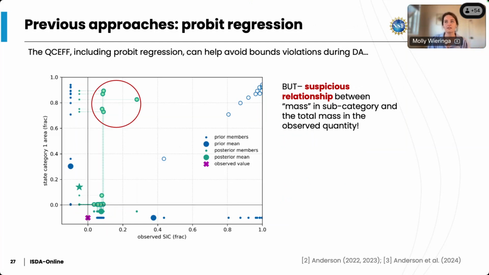So I've highlighted here some posterior members in the red circle for which the subcategory area fraction in these members sits around 0.8, but for which the total observed sea ice concentration summed up across all categories sits at no more than 0.3 in the largest ensemble member. That should definitely ring some alarm bells in a subcategory that contributes to a total has more than twice as much mass as the total itself.